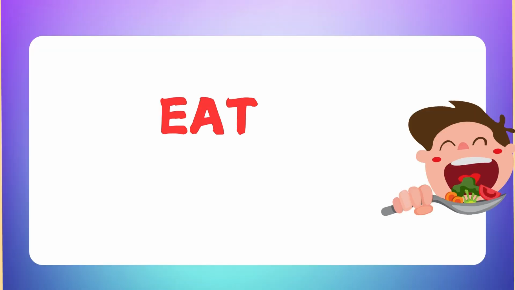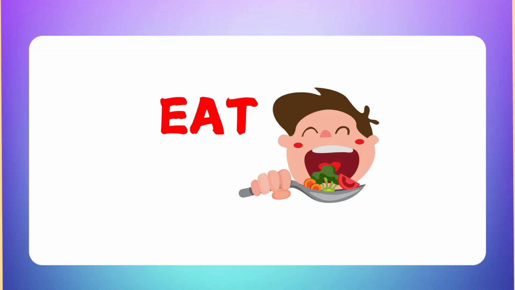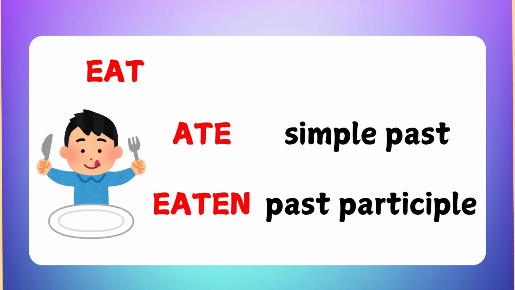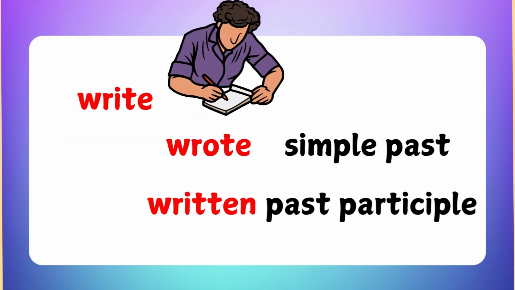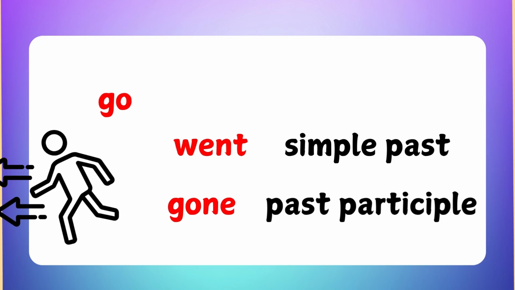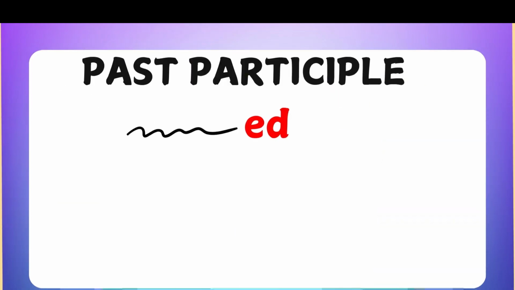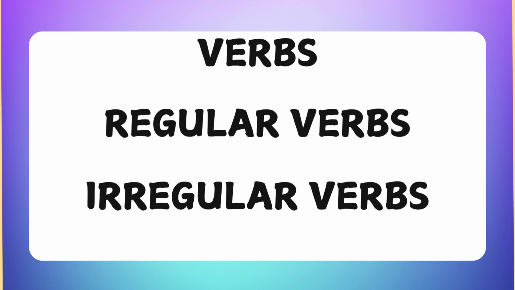Let's have a look at some examples. The verb eat. Its simple past tense is ate and the past participle is eaten. The verb write. The simple past tense is wrote and the past participle written. The verb go, simple past tense, went, past participle gone. You will notice that some past participles end with ed, some end in en, and some are a completely different word from the base verb.